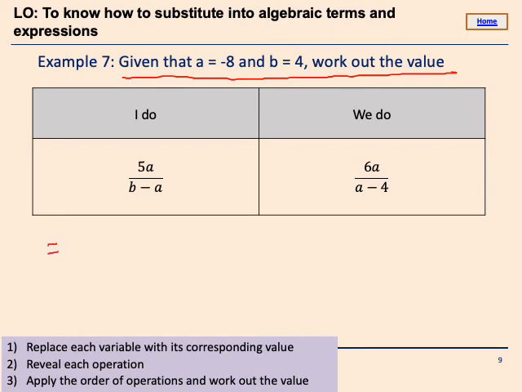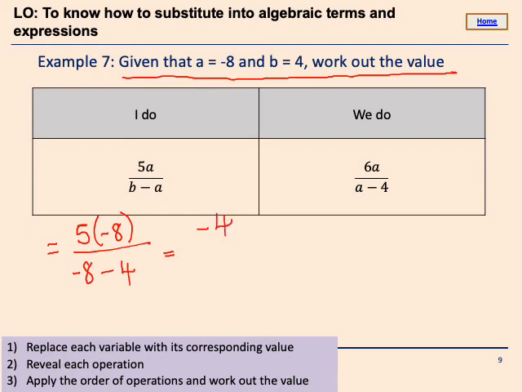So I'm just going to replace my values again. So on the top we have 5 times by -8, and we're dividing by B, which is -8, subtract 4. So on the top we've got a positive times by a negative. With our order of operations, when we have a fraction like this, we just deal with the numerator and then the denominator, deal with them separately, and then we can look to divide.